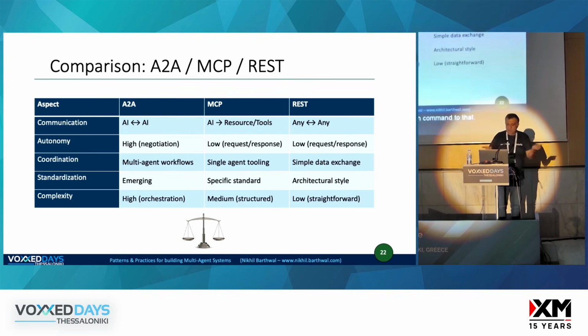A2A, because we are talking about multi-agents, has to be a multi-agent workflow, whereas MCP is single agent, because technically an agent will call a tool. Agents might call other agents, but the tool will still be invoked by a single agent. And REST is kind of generalized.